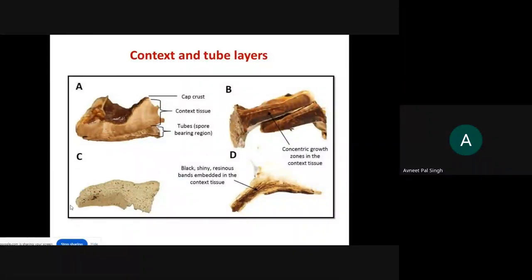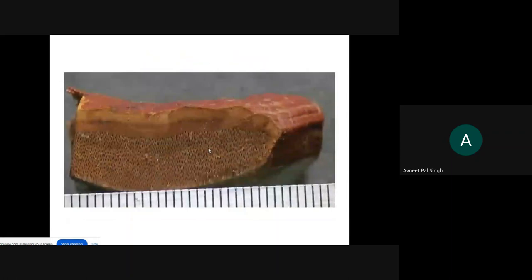Now see, then you have to look for the context portion. This upper portion is called the context. The lower portion where tubes are produced is called the hymenial surface. So you have to look for the nature of the context. Is it one layered, homogeneous, two layered, duplex, or three layered? That is a very, very important character which you have to look for. And see, this is the cuticle, which is also called the crust. So all these features you have to look upon as far as these polypores are concerned.